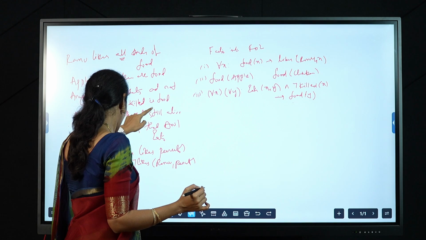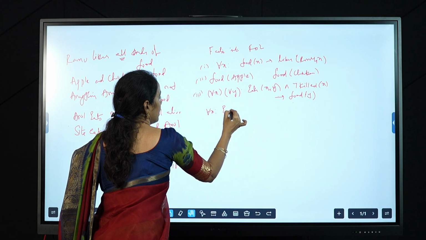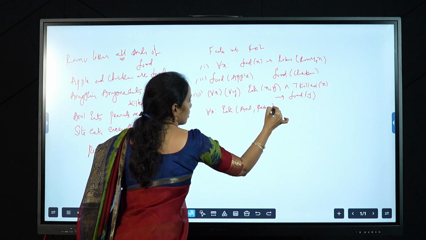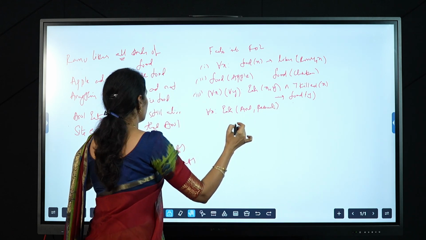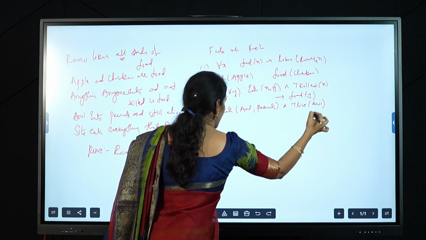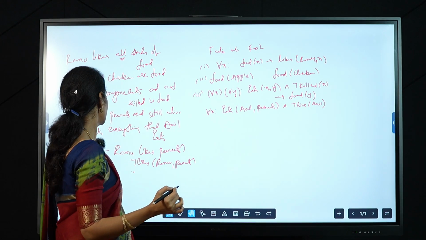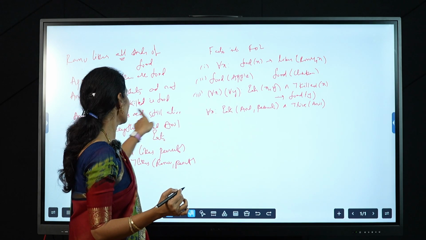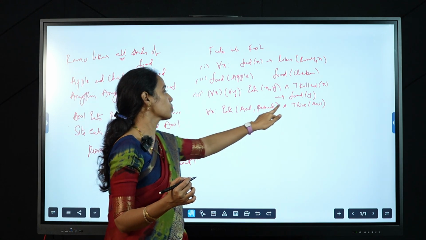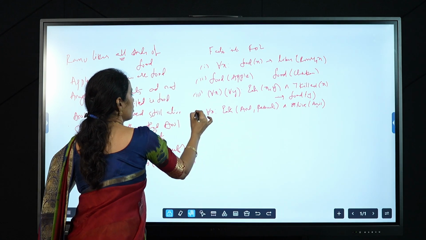Anil eats peanuts and is still alive. That is eats(Anil, peanuts), and we are saying that still alive. Who is alive? Anil is alive. So see here, Anil eats peanuts, that is eats(Anil, peanuts), and we made it with the and symbol, and still alive: alive(Anil). Okay, this is the fourth fact.